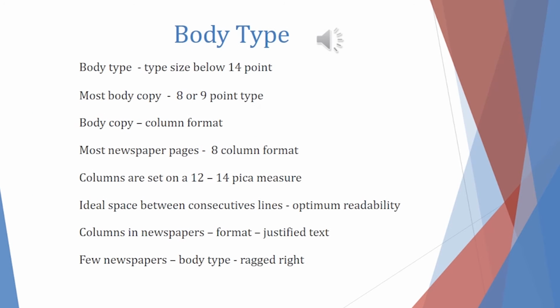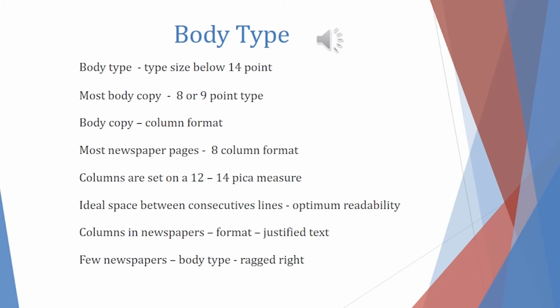We shall now look into the body type. Type sizes below 14 points are known as body type. Most of the body copy is often set in 8 or 9 point body type. Each consecutive line has a 1 point leading. Leading is the space between two consecutive lines. Most newspaper pages are set in 8-column format. The columns usually are set on a 12 to 14 pica measure.